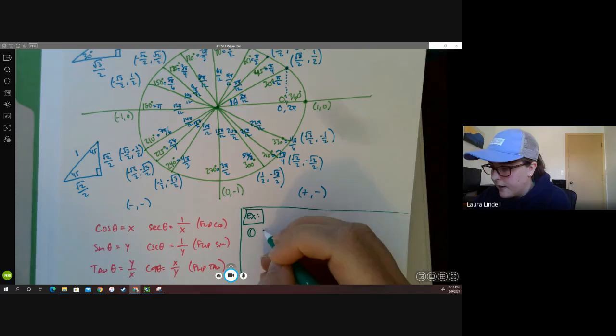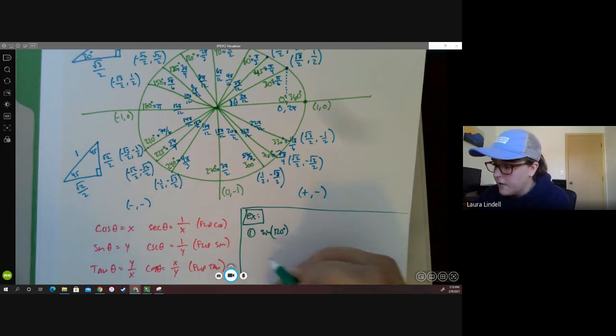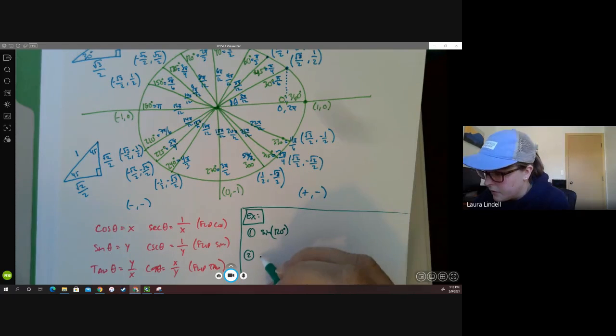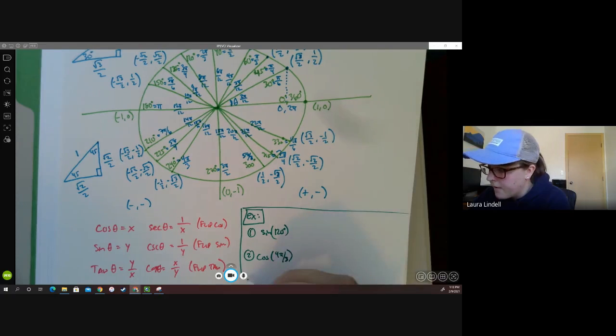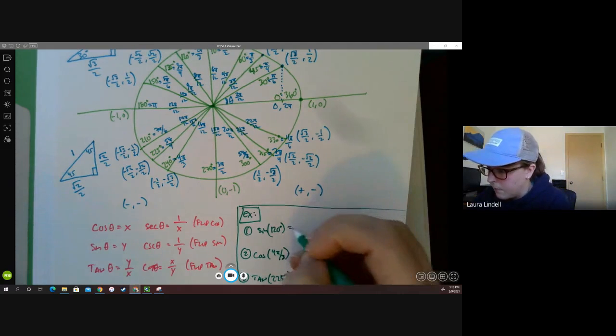So let's find, we'll start with sine of 120 degrees. Then we'll do cosine of 4 pi over 3. We'll do tangent of 225 degrees. And we'll go from there.